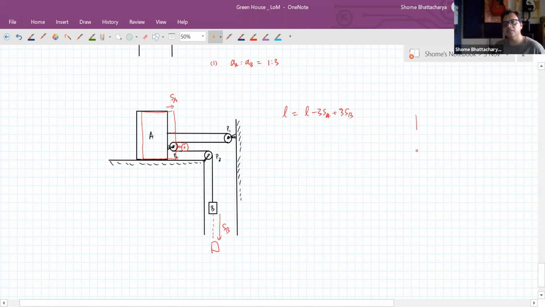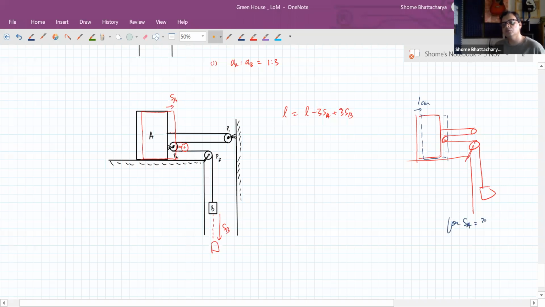The simple way to understand it is this: see, the thread is like this. So you don't even have to think so complicated. Suppose this whole system moves by 1 centimeter. So how much thread does it release? For SA equal to 1 centimeter, 3 centimeters of thread is released.